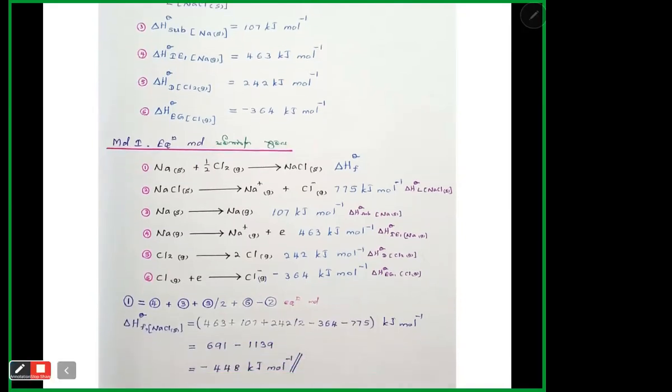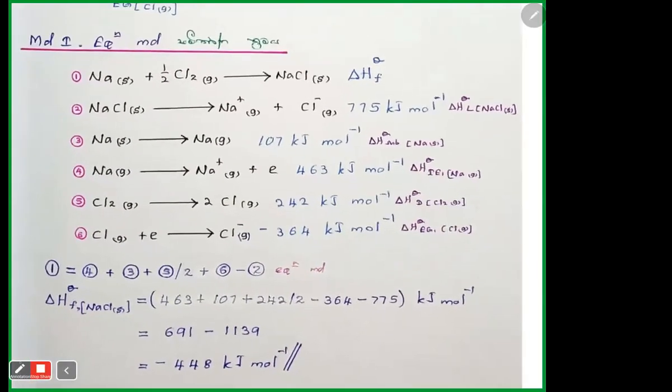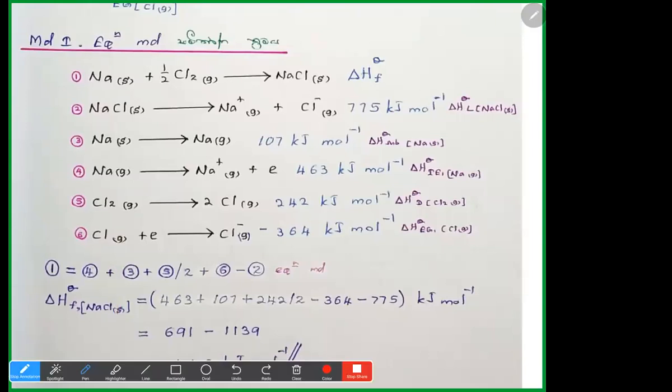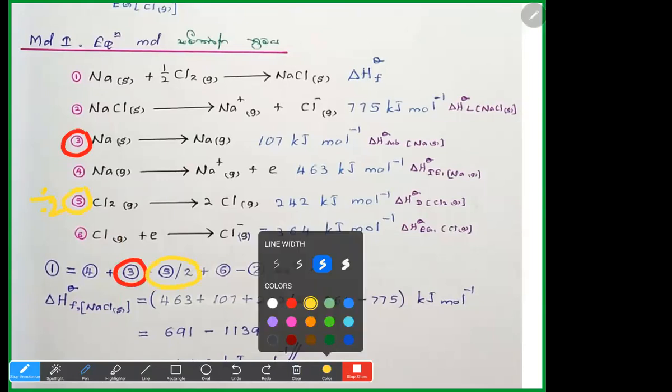Okay. I need sodium solid. Yeah. I can just write one sodium. One sodium is here. I'm just writing 3 here. Then I need Cl2 but half Cl2. So that number 5 I divide by 2. That's done.